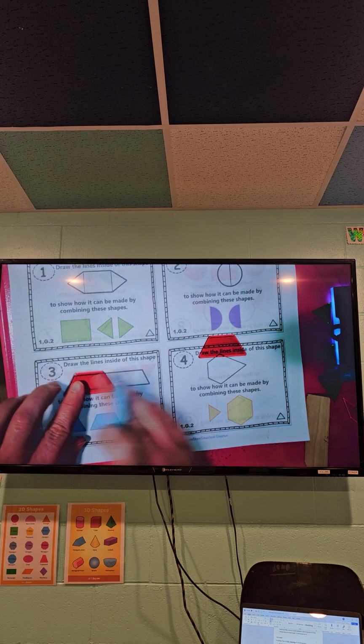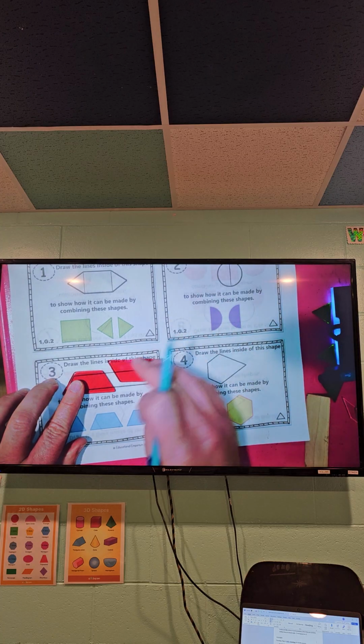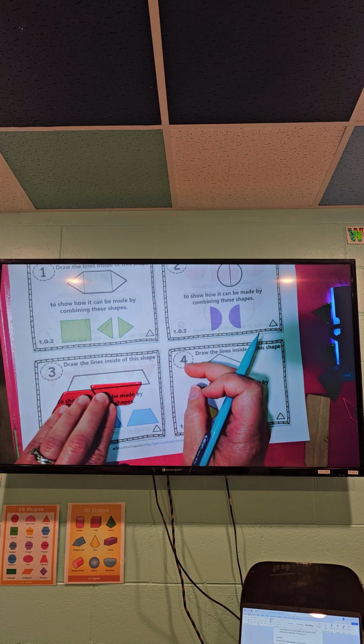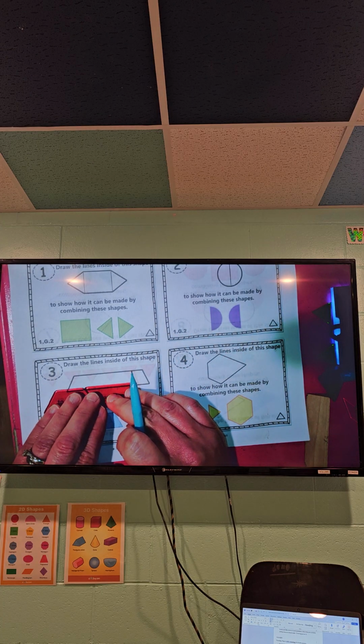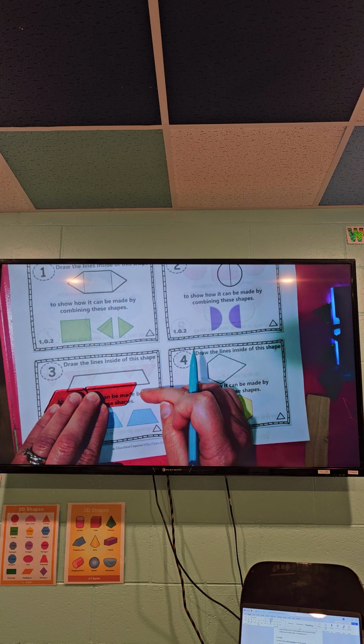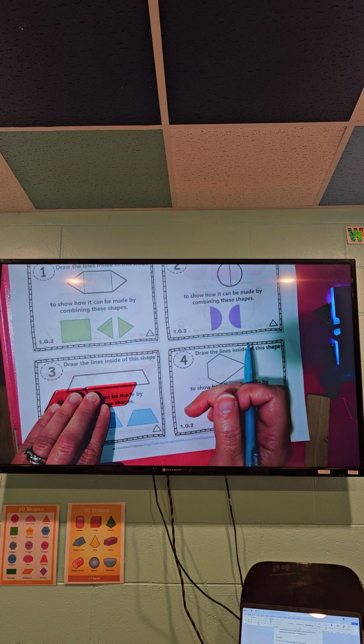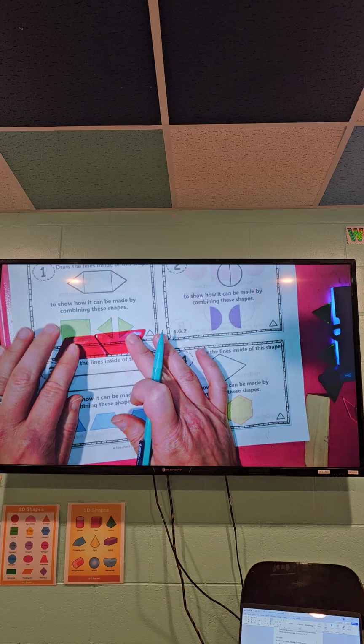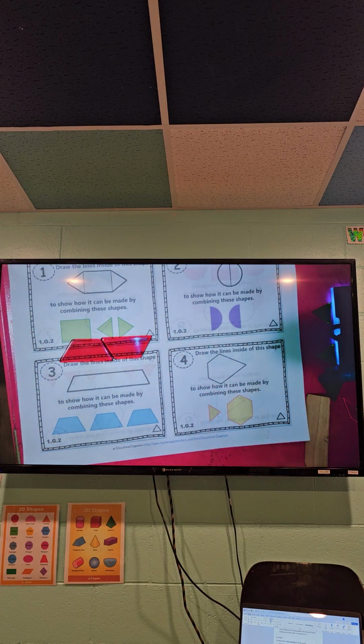So I can still get it started though, can't I? Oh yeah, I see it. So I could do that. And then the last one will fit right there. So you can use this as inspiration on where to draw your lines.